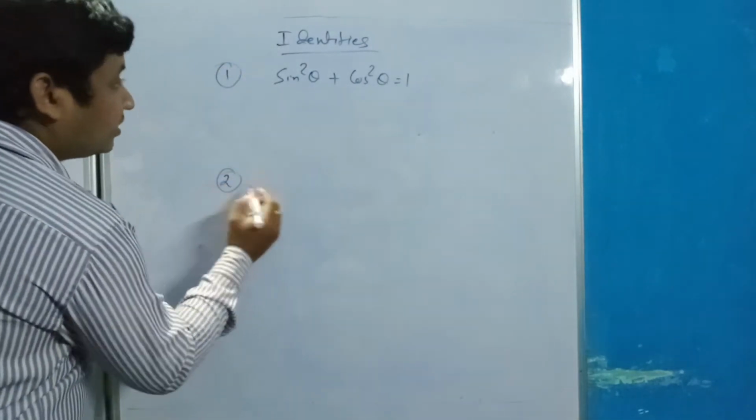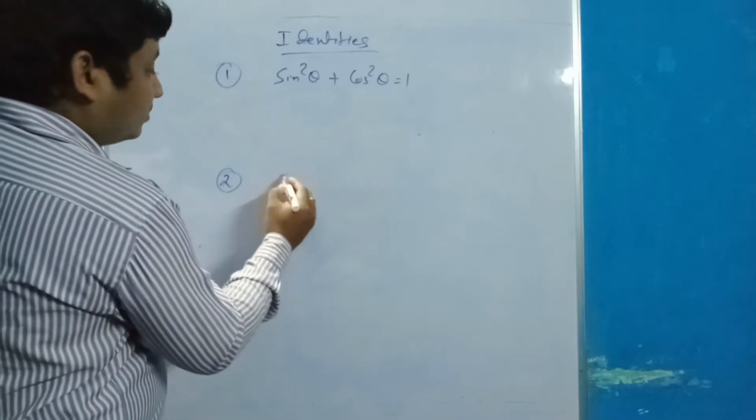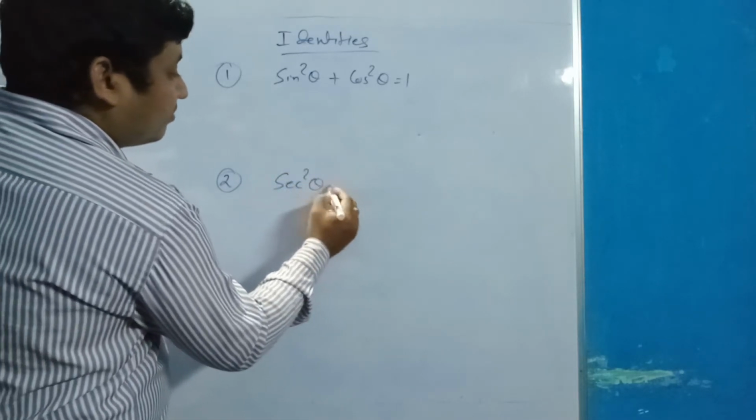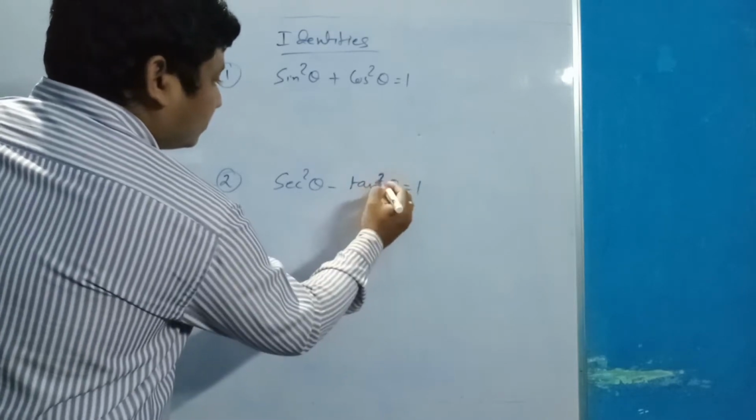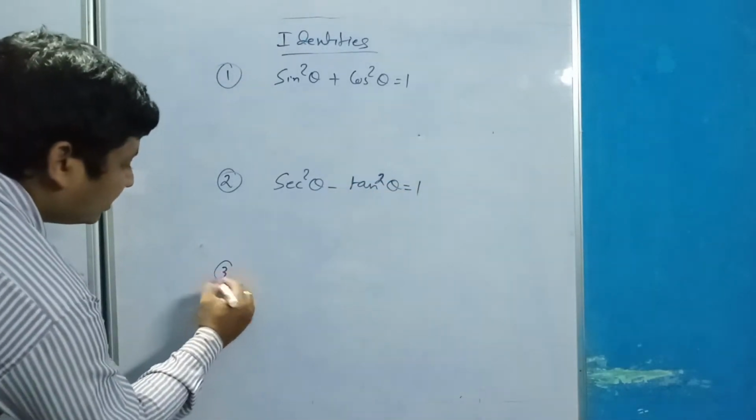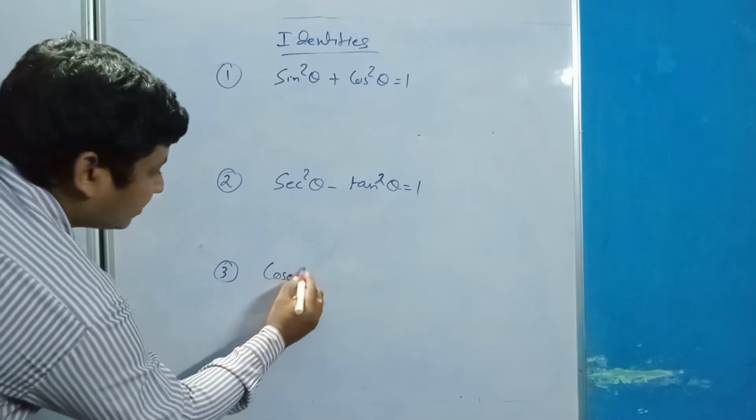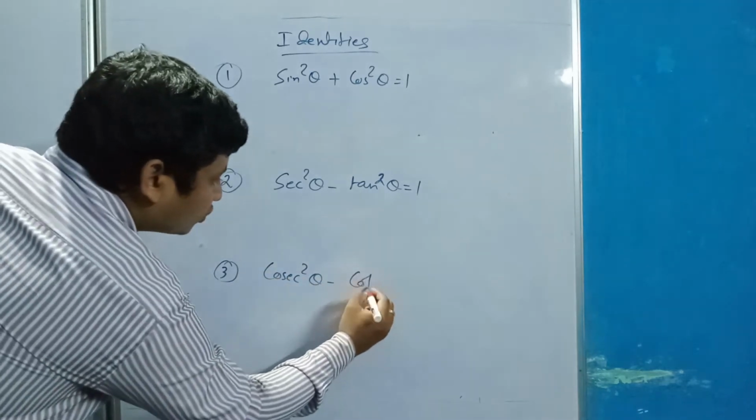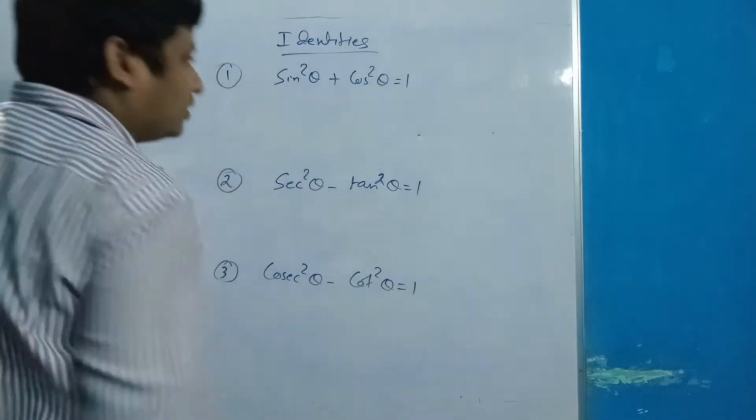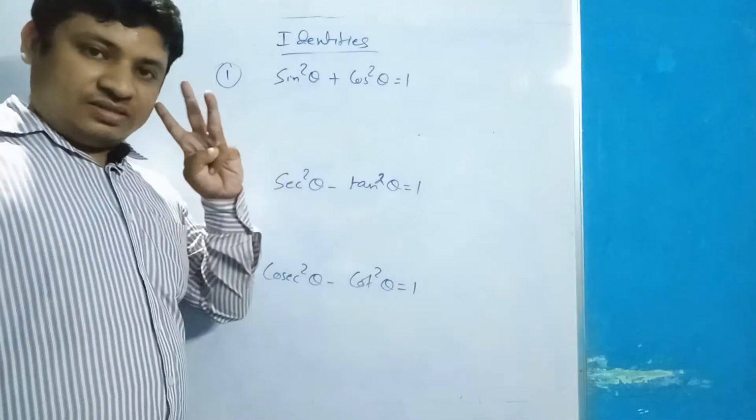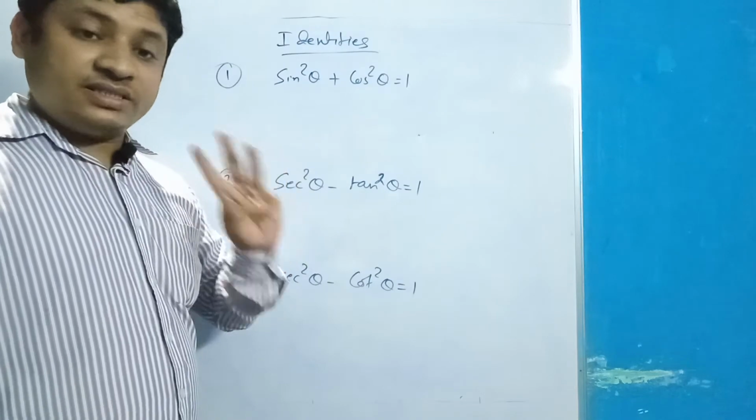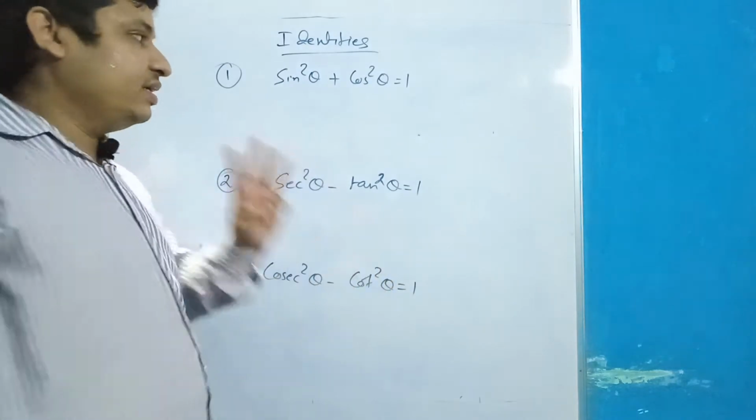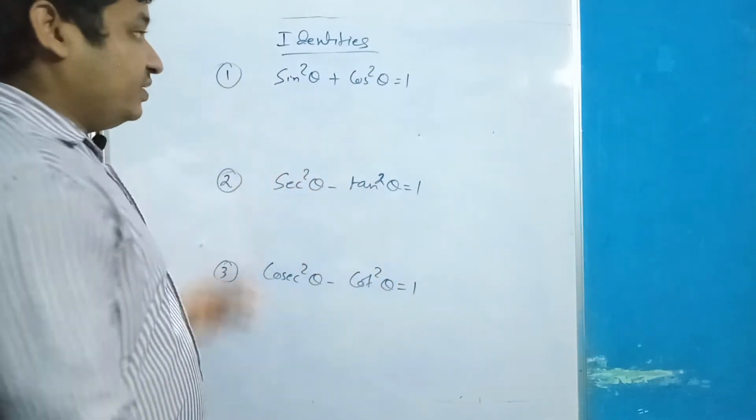Second identity is sec square theta minus tan square theta equals to 1. Third identity for me is cosec square theta minus cot square theta equals to 1. These are the 3 important identities for me, and I will advise everybody to remember these 3 only, and you can get everything out of here.